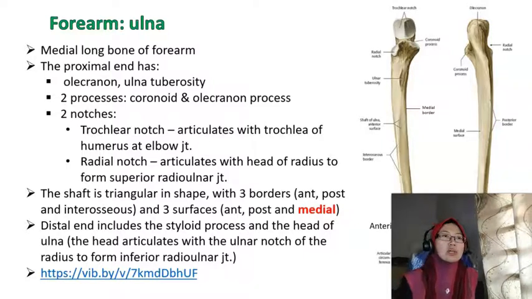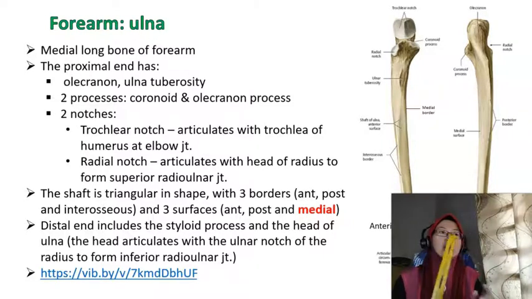Assalamualaikum. Okay, so hopefully this is the last video for upper limb osteology, and I hope you watch the video link that I attached in previous slide for you to understand more about radius.